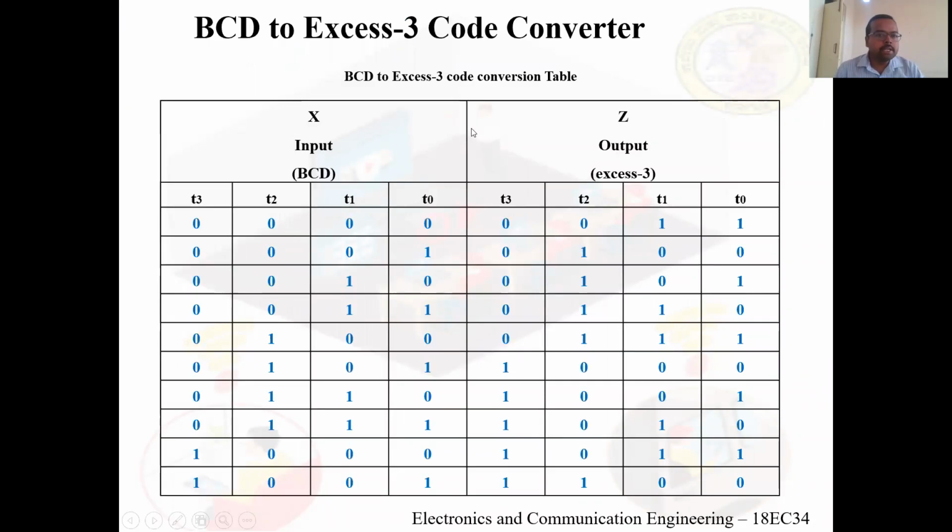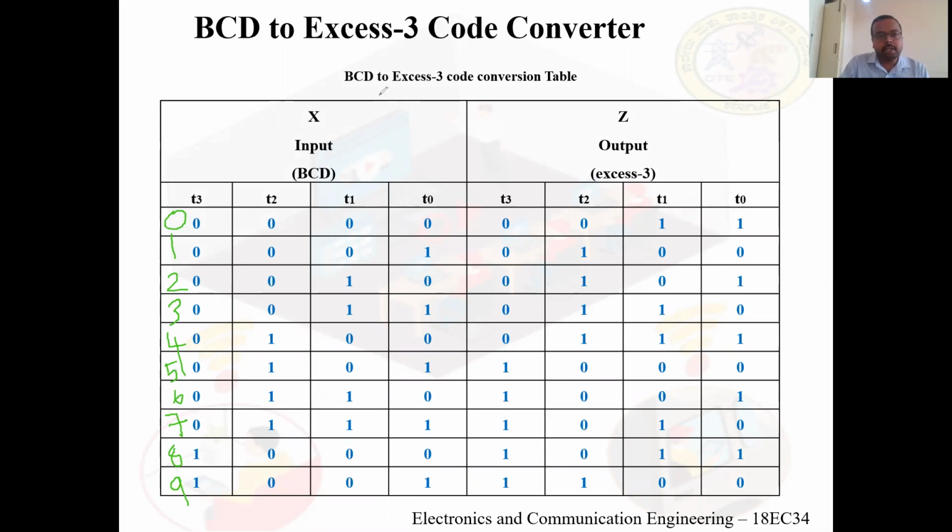We know how to convert BCD to Excess-3 code converter. What is the BCD here? BCD stands for binary coded decimal. Since it is binary coded decimal, we have 0 to 9, and the binary equivalent for each decimal is written here, 0, 1, 2, 3, 4, 5, 6, 7, 8, 9. To this BCD number, when we add 3, you get the Excess-3 number.